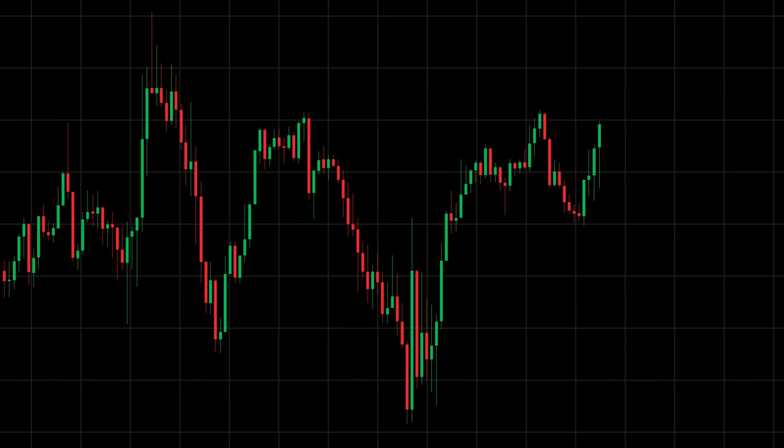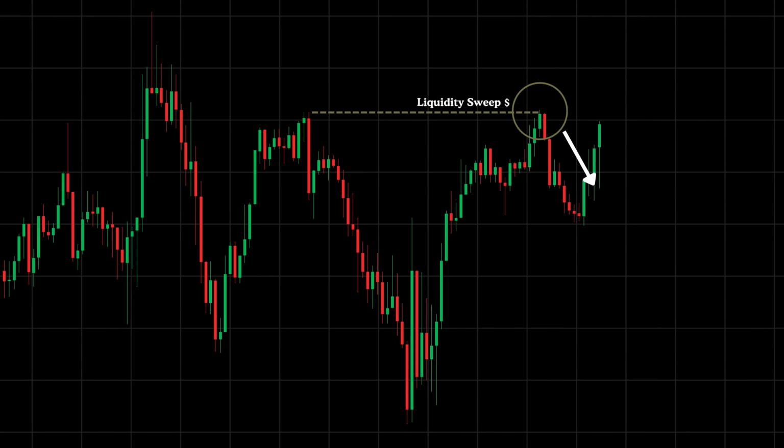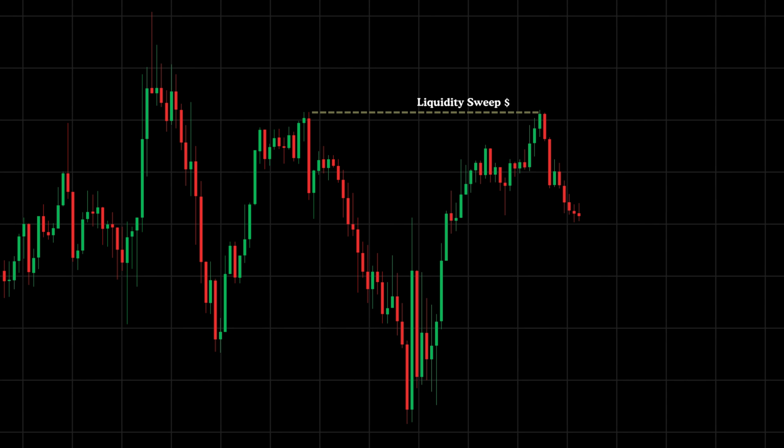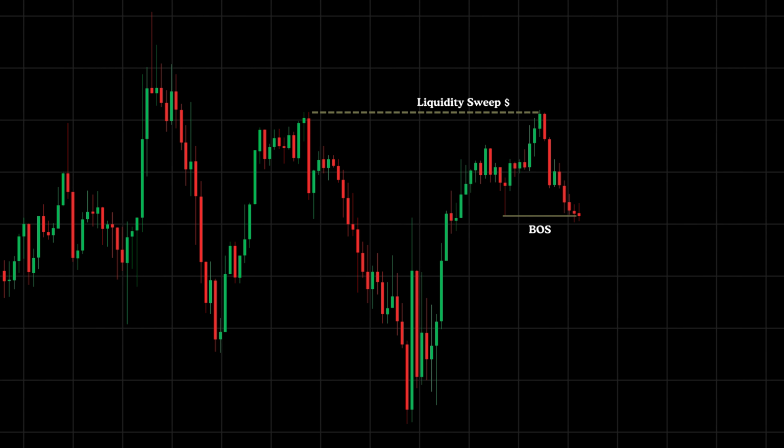As you can see, price swept the buy-side liquidity above this swing high and then instantly reversed direction, falling back below the swing high's range and driving to the downside. Looking closely, you'll notice that after forming a valid liquidity sweep, price also confirmed a bearish break of structure by breaking and closing beneath the most recent swing low.